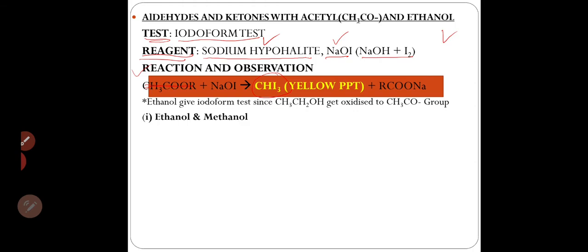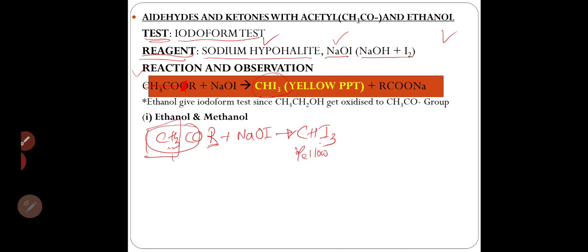Now any compound with only one CO, like CH3COR. If the acetyl group is your CH3CO, and R can be H, R can be CH3. If you treat it with sodium hypohalite, what happens is this CH3 comes out. So it comes out as CHI3. This one will be removed as iodoform. So the color of iodoform is yellow precipitate. Because of formation of iodoform, one will get a yellow precipitate.